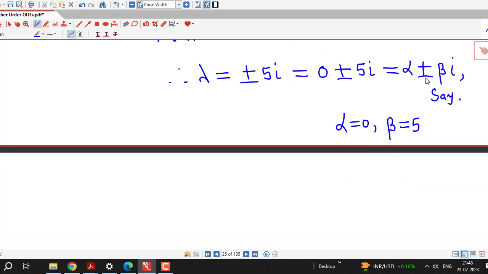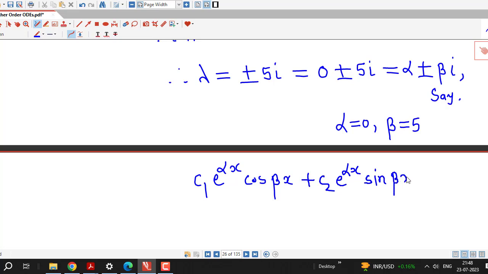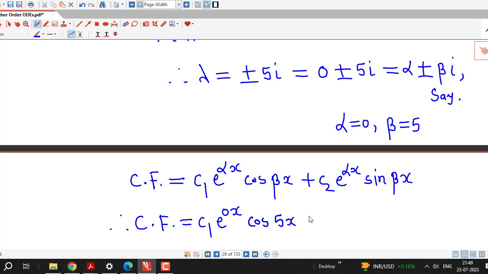And we know that if we have a pair of complex roots alpha plus or minus beta i, then the general solution is given by c1 e raised to alpha x cos beta x plus c2 e raised to alpha x sin beta x, and this is called the complementary function of the given non-homogeneous differential equation. So now we put the values of alpha and beta: c1 e raised to 0x cos 5x plus c2 e raised to 0x sin 5x.